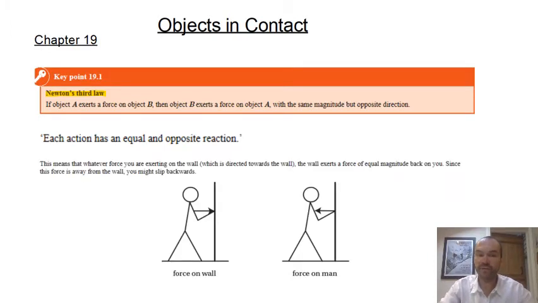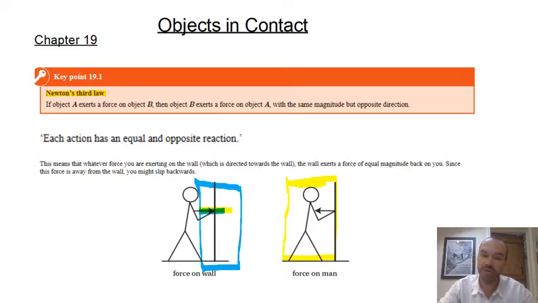A good example of it is this person pushing on the wall. So this force here is the force on the wall. If I was just drawing the wall, I would have the diagram of the wall with that force on it. If we were drawing a picture of the forces acting on the person, we would draw the person and we would have the same force in terms of size but opposite in direction acting back on the person.